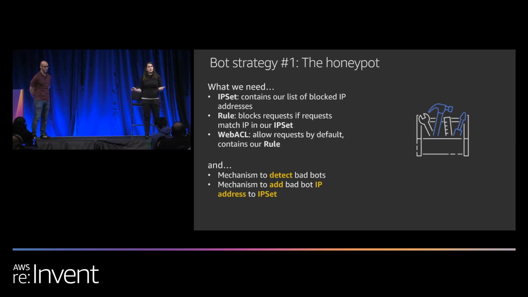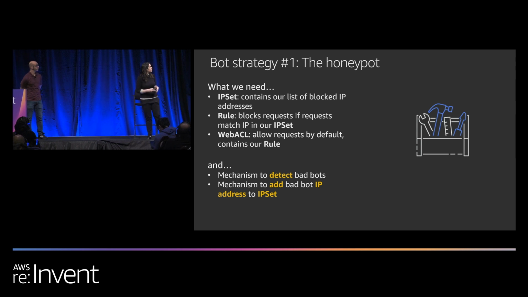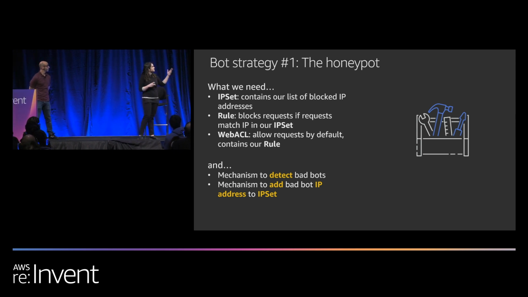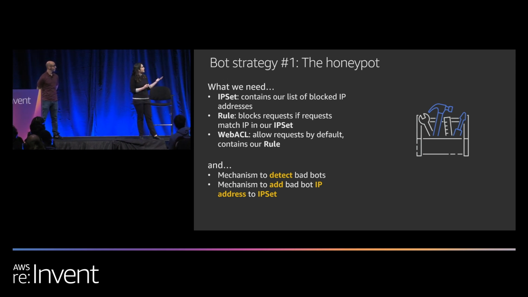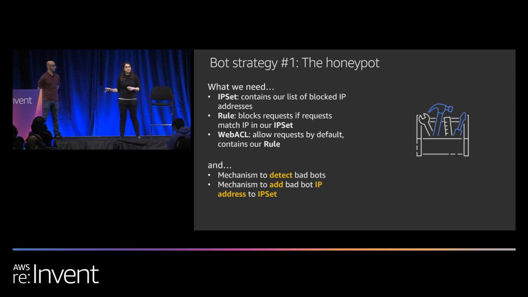So when we talk about the honeypot, at a basic level, what you want to do in this scenario is have an IP set which contains the list of blocked IPs. You're also going to want a rule that you store in a WebACL that decides whether to allow or block something based on the IPs in the IP set. And then lastly, what makes the honeypot what it is: having that mechanism to detect and attract those bad bots, as well as the automated mechanism to add those source IPs to a blacklist automatically.